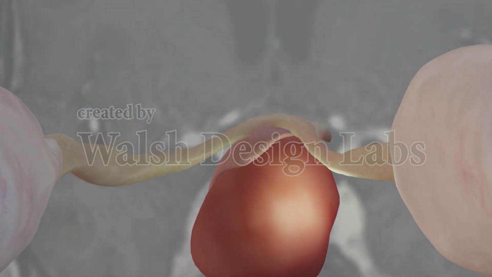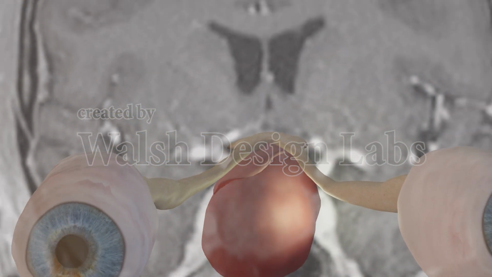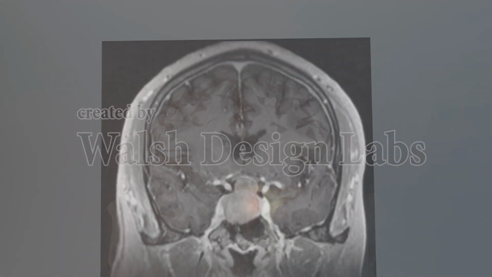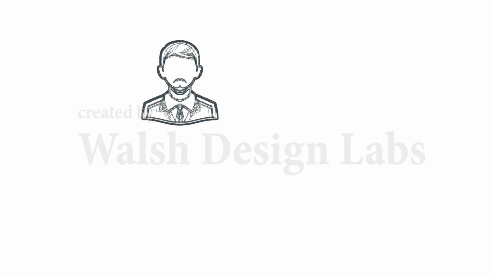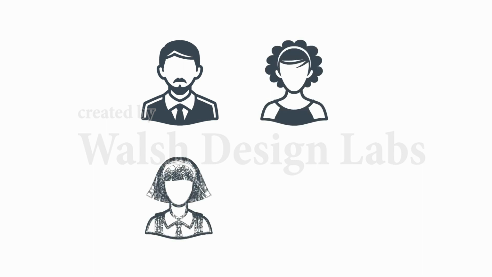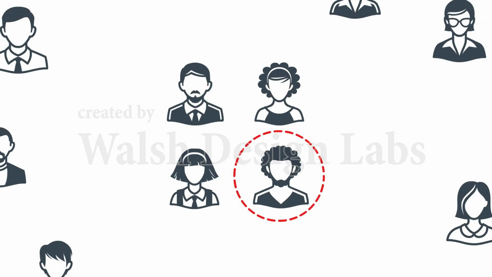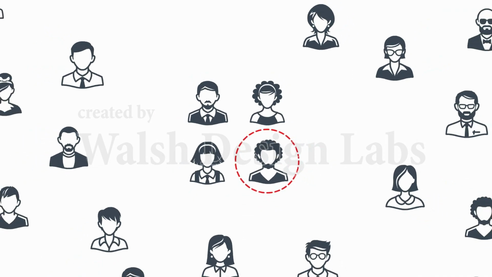Here you can see an example of a pituitary tumor on another MRI view I like to look at, called the coronal or front view. Believe it or not, pituitary tumors are actually very common. They can occur in as many as 1 in 4 people by some studies.